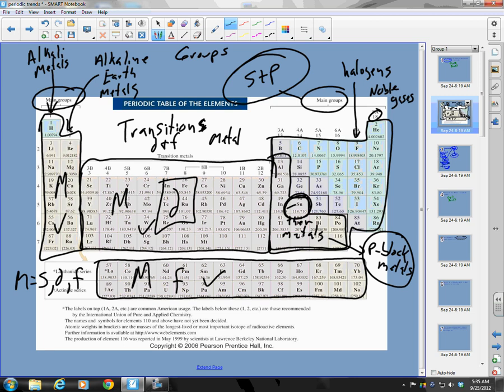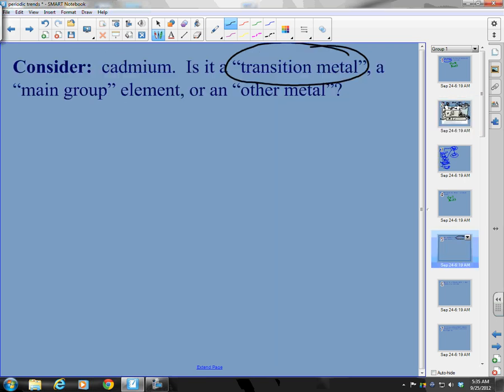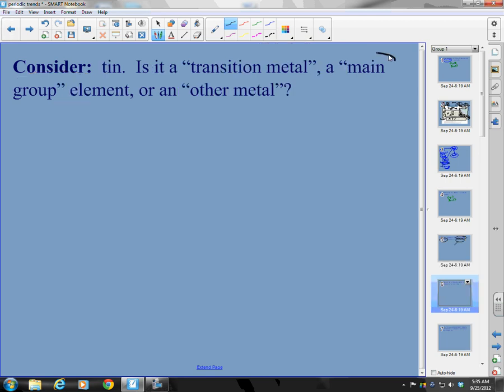There's my tin. Okay, so first of all, where is it? Well, it looks like it's in the P block. It's a P block metal, so that would be an other metal. But notice, it's also in the P block, which means it is a main group. So it really is characterized as two things, right? It is a main group element, and it is an other metal. So, oops, it's cadmium. Sorry, wrong one. Yes, it is a main group. Tin is a main group element and an other metal. So tin is considered both of those.